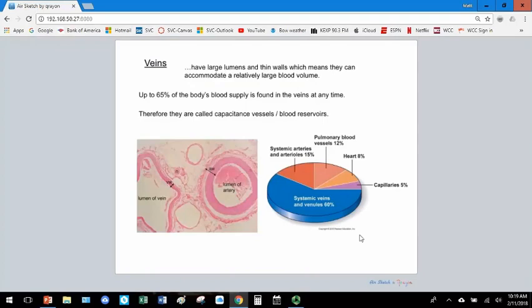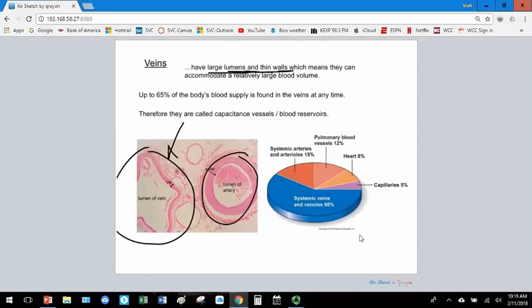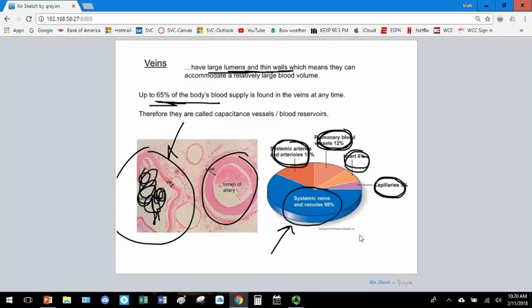All right, so here's some histology. Here's a vein, here's an artery. And something you might notice about veins is veins have really large lumens and also thin walls. And what this means is that they can accommodate a large amount of blood. And in fact, up to 65% of the body's blood supply at any time is found in the veins. And that's what this is showing right here. This is the percentage of blood that's found in different areas of the body. 15% is in the systemic circulation, 12% is in the pulmonary circulation, 8% is actually traveling through the heart in the chambers of the heart, 5% in the capillaries, then here we have 60% that's in the veins.